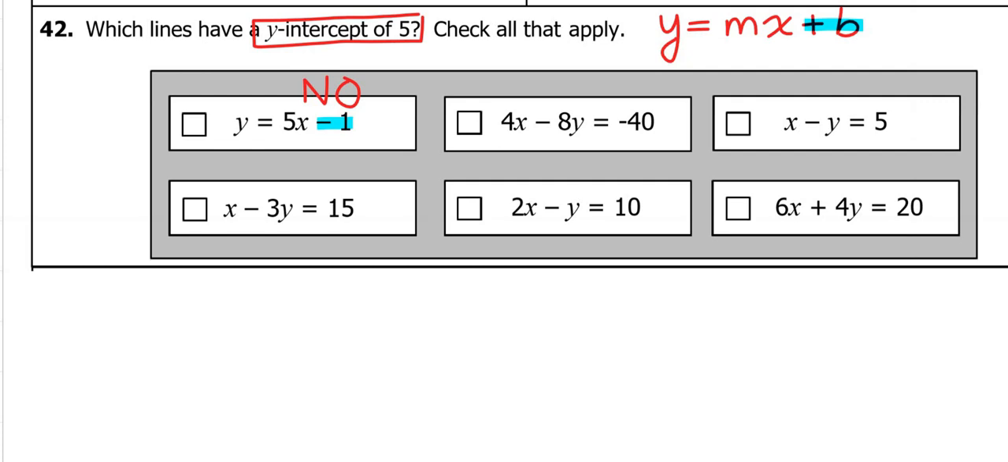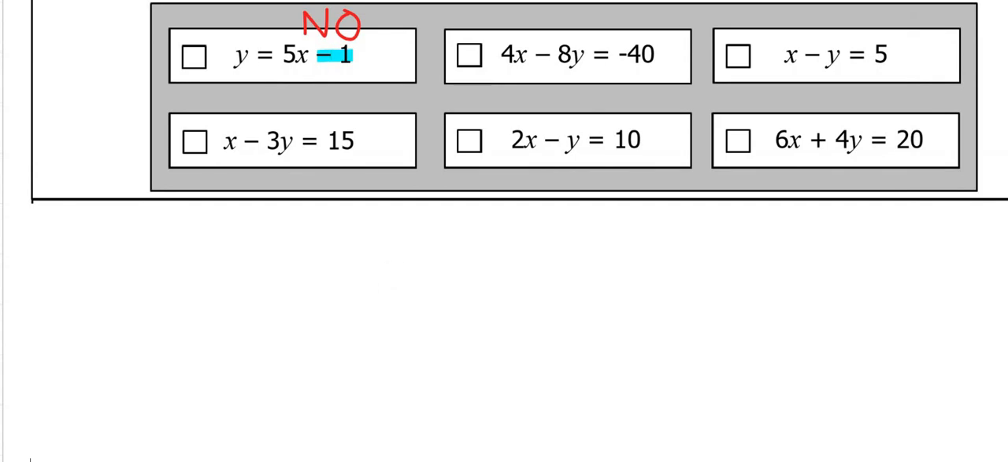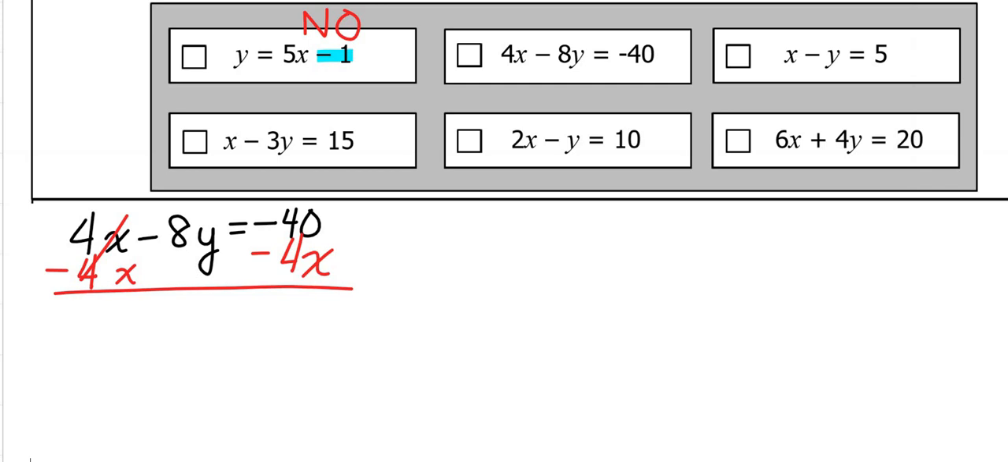4x minus 8y equals -40. That is not in y equals form. So we're going to start doing some work here where we're converting things into y equals form. So 4x minus 8y equals -40. We're going to start by subtracting 4x from both sides. -8y equals -4x minus 40. Now we're going to divide everything by -8.